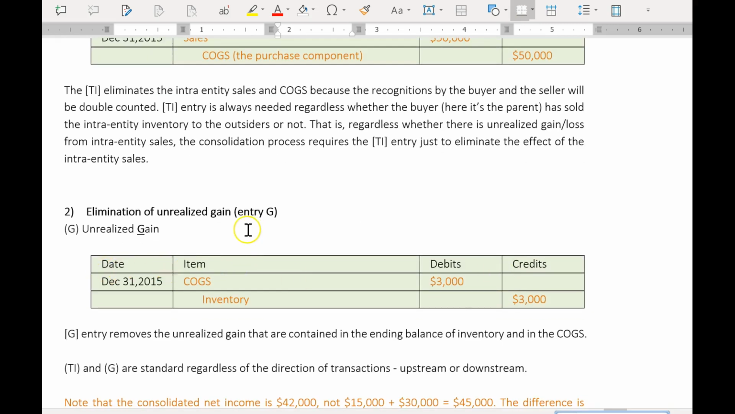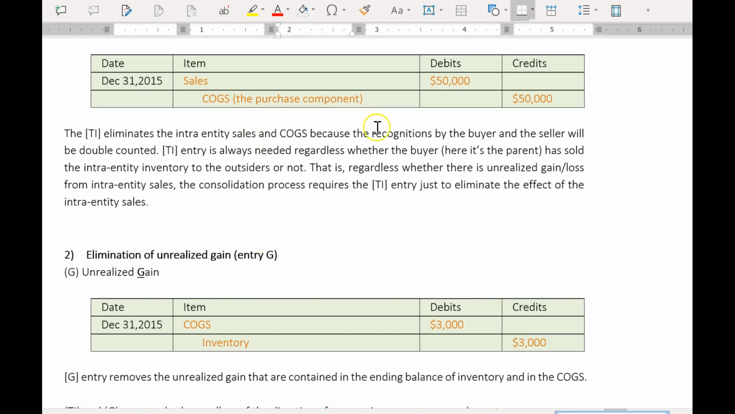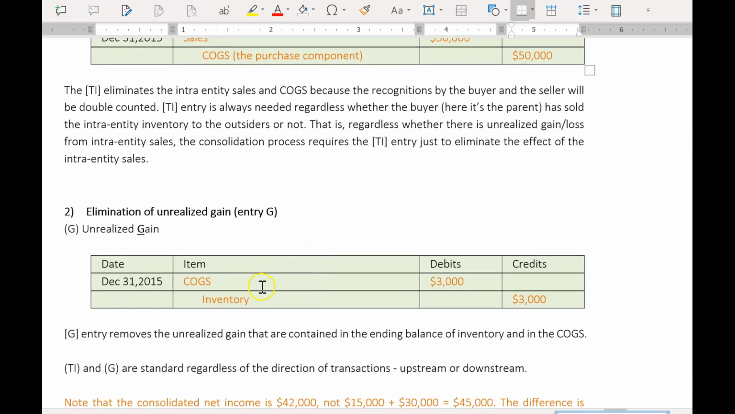The second entry we are going to use is the unrealized gain. Because we eliminated the cost of goods sold and the sales between the two, but the buyer in this transaction, which is the parent, didn't sell everything to outsiders. So when we eliminate the full cost of goods sold, this 50,000 is assuming that the buyer actually got rid of the whole inventory to the outsiders. However, the parent, which is the buyer, didn't. So in this case, there is an unrealized gain contained in the cost of goods sold we just eliminated, which we shouldn't be eliminating. So that is the unrealized gain, 3,000, that we should eliminate from the gain.